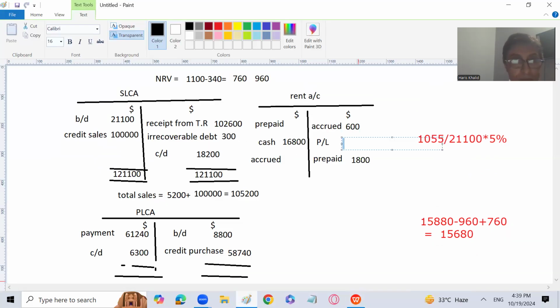Now I'm going to write the profit and loss account figure of the rent, and that will come 14,400. So 14,400. I'll go for the calculation also.